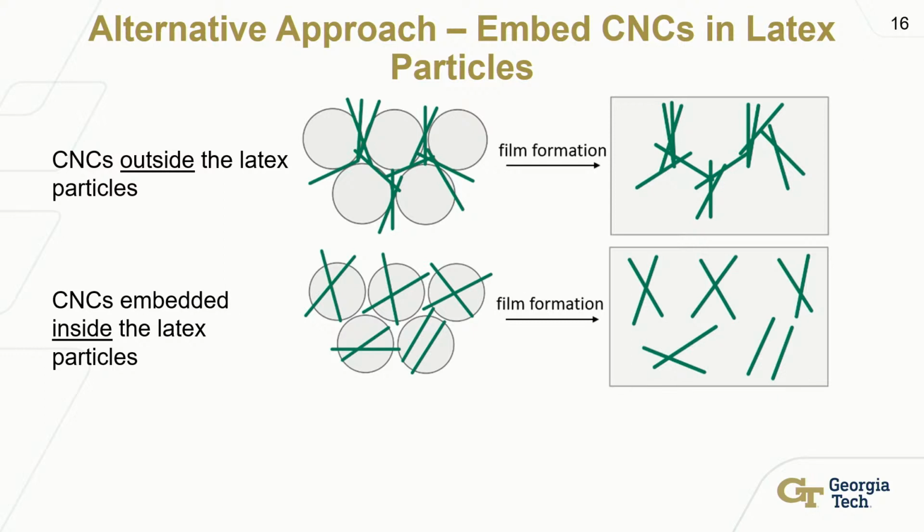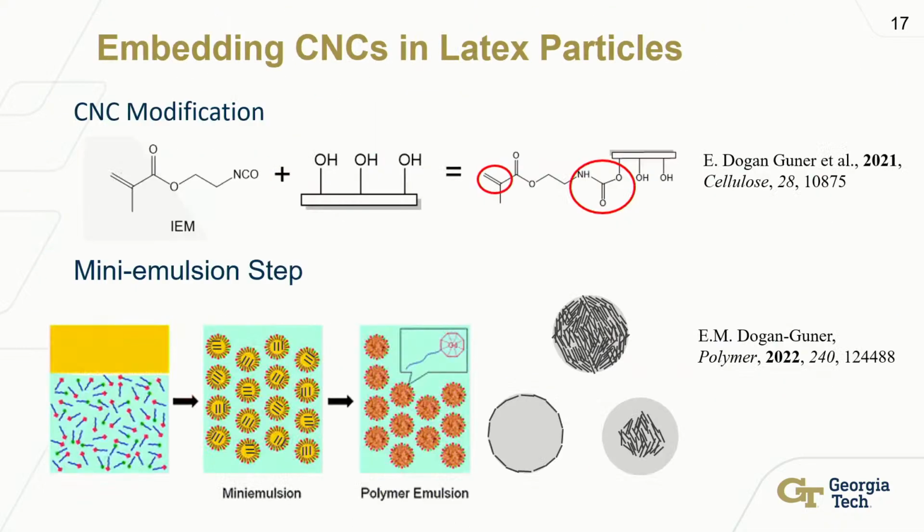So the way to do that is to start from the very beginning at the stage where the latex particles are polymerized. So typically what happens is you have this yellow or orange phase is the organic monomer, and then you have water with surfactant, and these are emulsified. So typically there would be no cellulose nanocrystals present, and then you would initiate this emulsion to begin polymerizing. So it's a free radical polymerization. And the polymerization would occur inside the droplets.